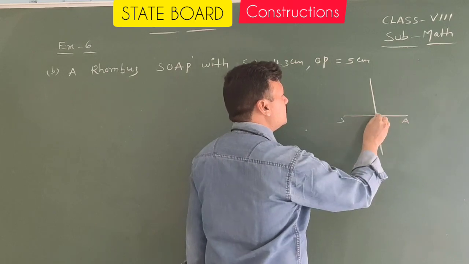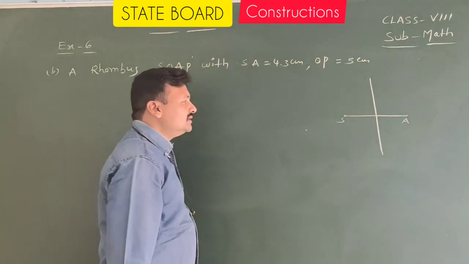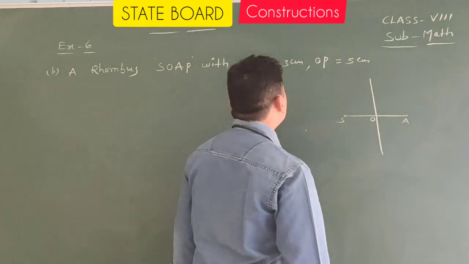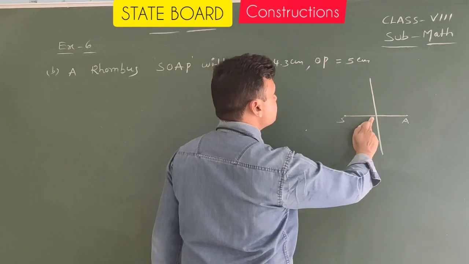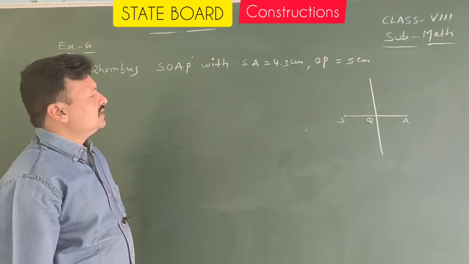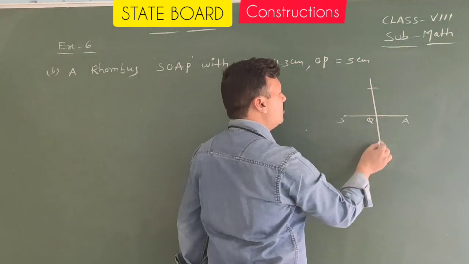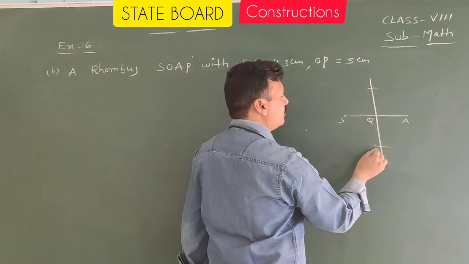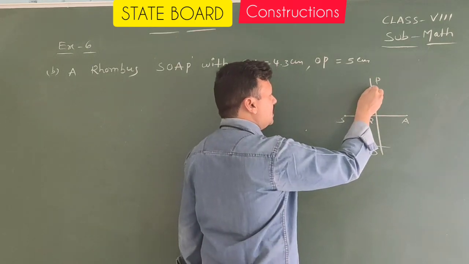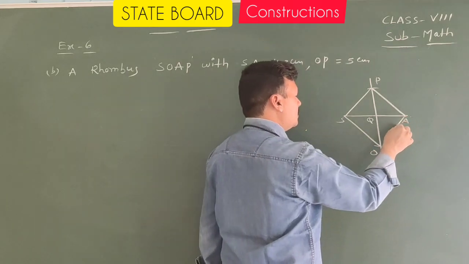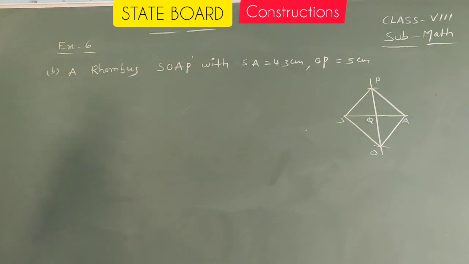Now with O as center, so P, with the Q as center, draw an arc of 2.5 above and below the diagonal. So it becomes O and P. Now join SP, AP, SO and AO. Then we will get the required quadrilateral SOAP.